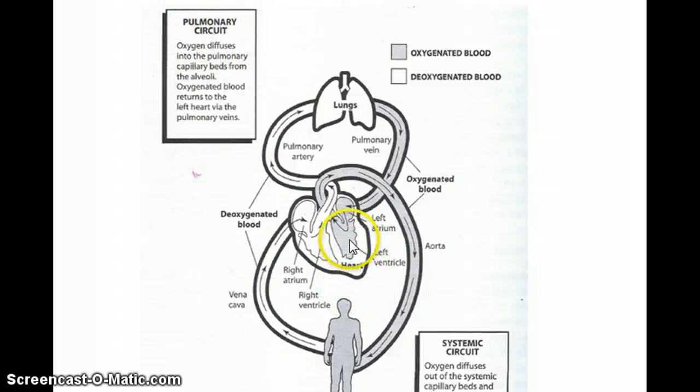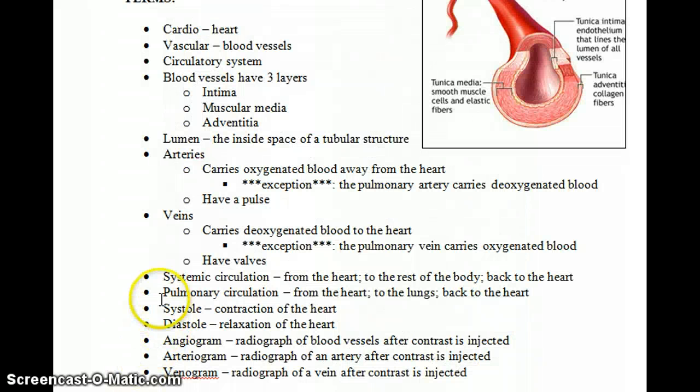Then you've got the left ventricle. When it contracts, it squeezes blood into the aorta, from the aorta to the rest of the body, and then from the rest of the body back to the heart. So from the heart to the body, back to the heart, that is termed systemic circulation. Systemic circulation is from the heart to the rest of the body, back to the heart. Pulmonary circulation is from the heart to the lungs, back to the heart. So those terms are very important and you definitely need to know those.